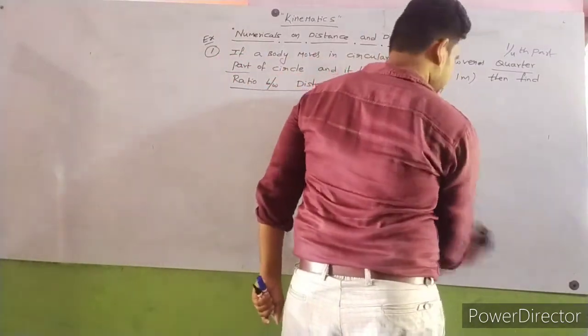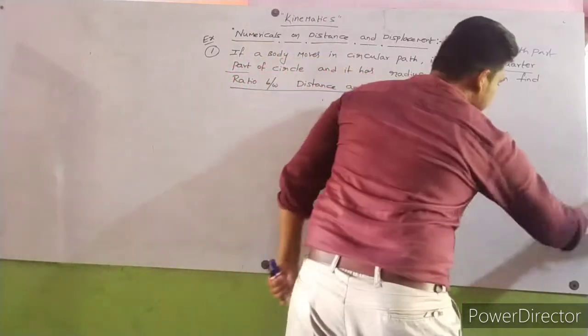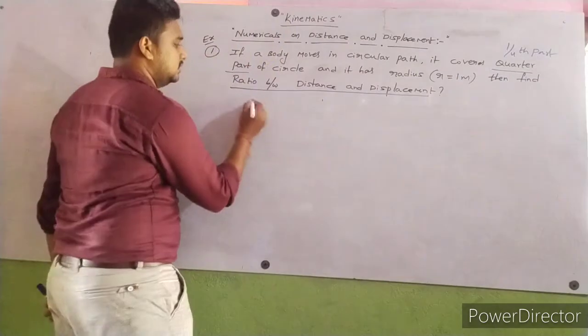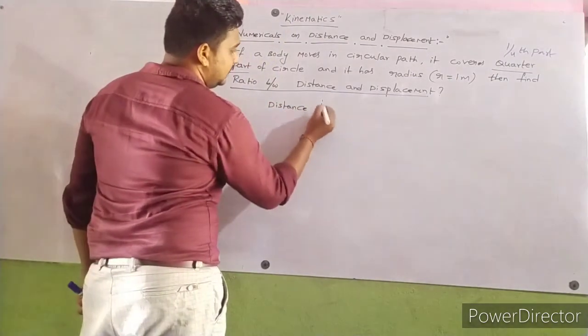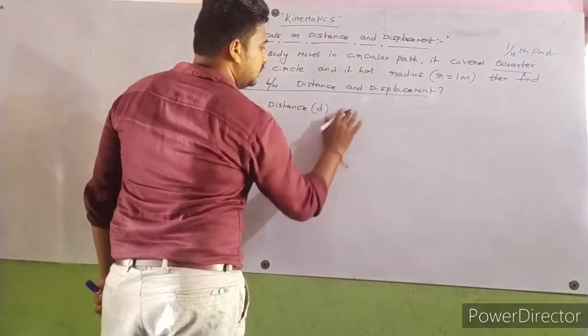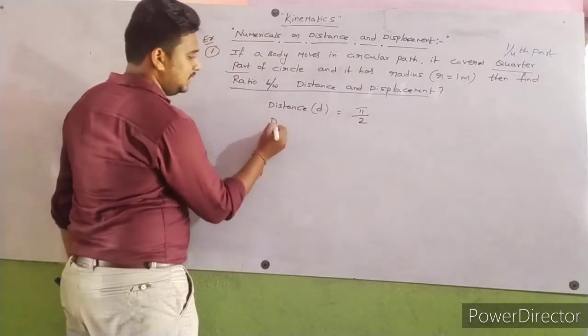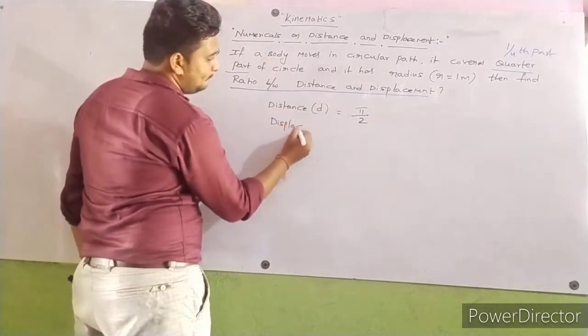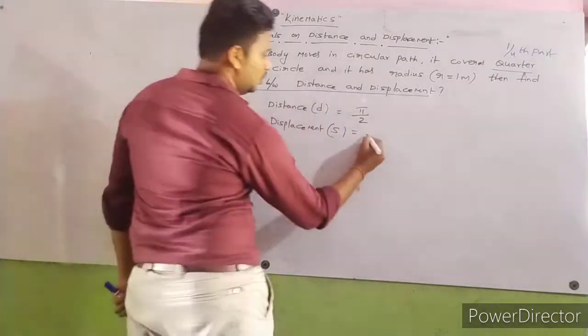Distance is pi by 2. So what are the final values? Distance d is equal to pi by 2. Displacement s is equal to root 2.